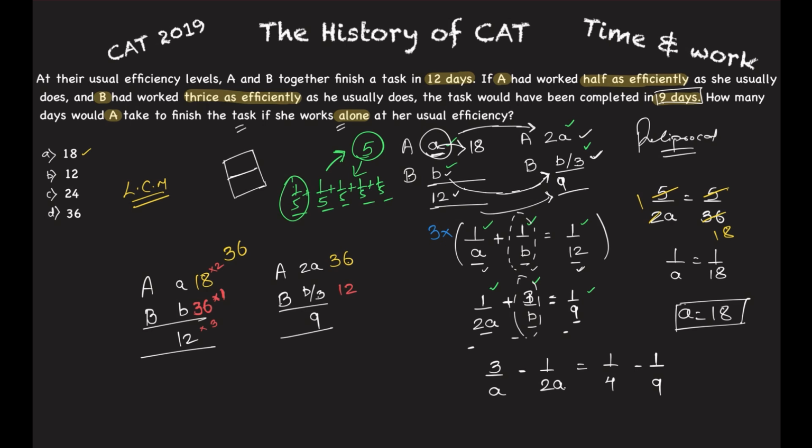Again the number of bricks is 36 only. So what will I do here? This will be 36 ones are, this will be 12 threes are. 3 plus 1 is 4. 9 into 4 is 36. Yes. Which means 18 is the right answer.